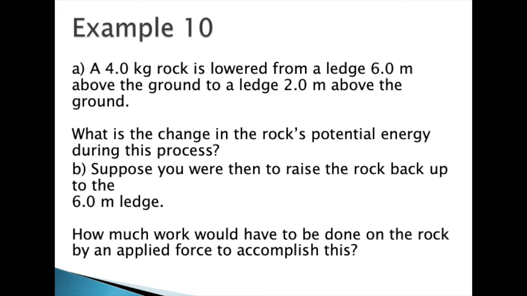Example 10. A 4-kilogram rock is lowered from a ledge 6 meters above the ground to a ledge 2 meters above the ground. What is the change in the rock's potential energy during this process? Suppose you were then to raise the rock back up to the 6-meter ledge. How much work would have to be done on the rock by an applied force to accomplish this?